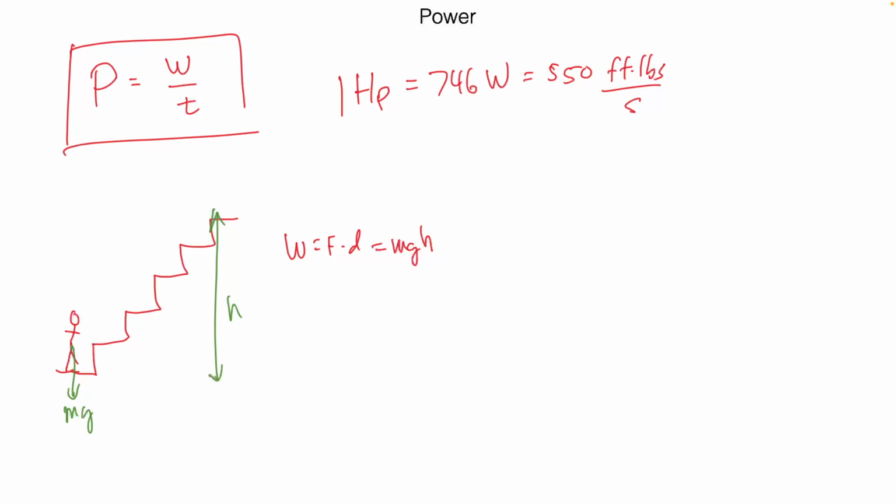But we do want to get this in horsepower, right? This would get us feet pounds per second. So what's the conversion between feet pounds per second and horsepower? 550 feet pounds per second for every horsepower, right?